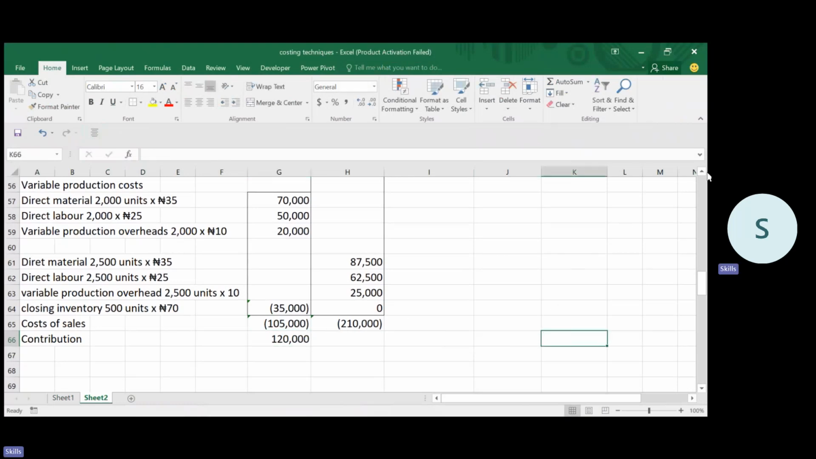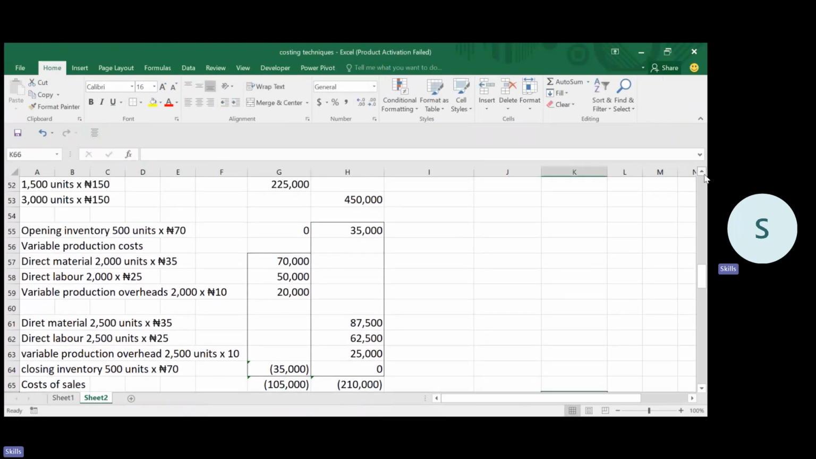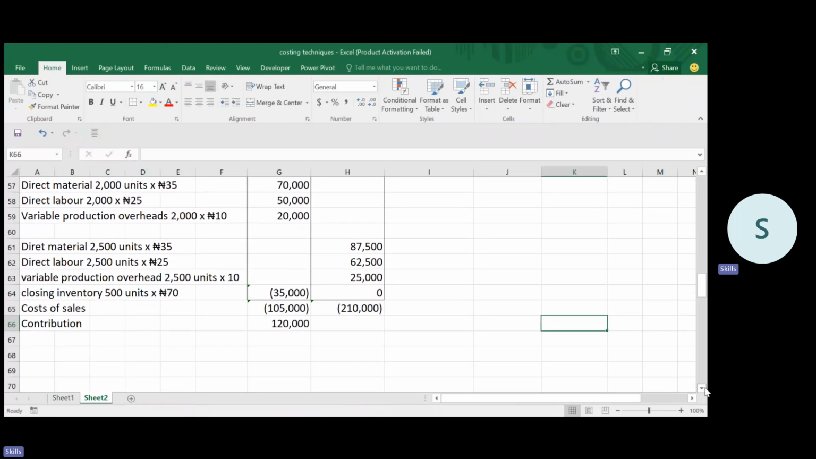Then the same applies to the month of August. Our total sales for the month of August is 450,000, and our cost of sales for August is 210,000. So 450 minus 210, we will have 240,000. This is our contribution. So to determine our profit now, the next thing is our fixed cost.